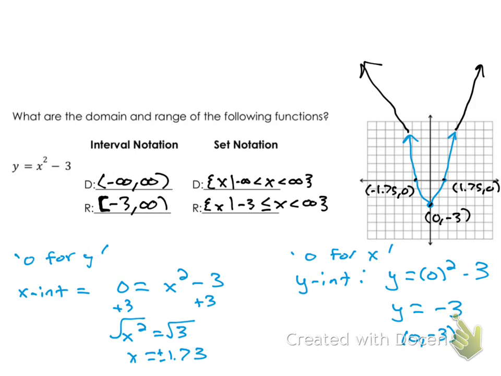If I plugged in negative 3, that would work, okay? Plug in negative 3, that would give us 0, so the point 0, negative 3. Now if you plugged in negative 4, negative 5, negative 6, negative 7, that would not work, okay? There would be no solution because it's not on the graph. So that range would be from negative 3 to infinity.